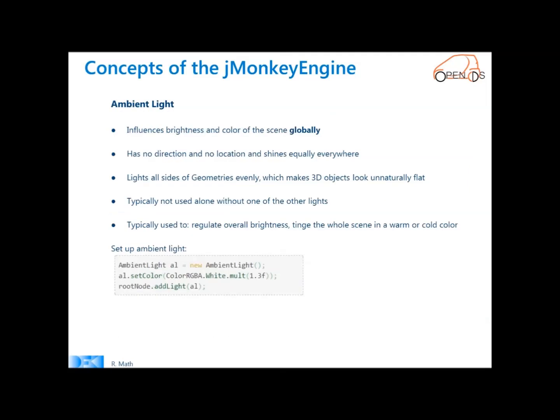So ambient light is something different. You can also add it to the root node and set a color with intensity, but it influences the brightness globally. So if you set ambient light to some value, for example red, all the objects in the scene will have some red touch.